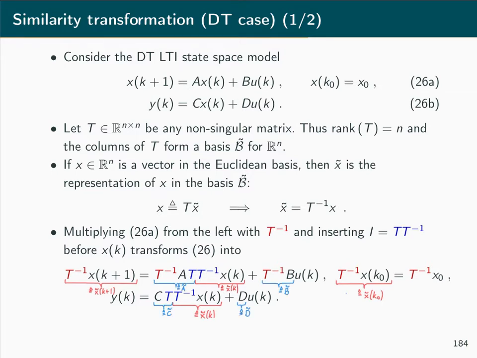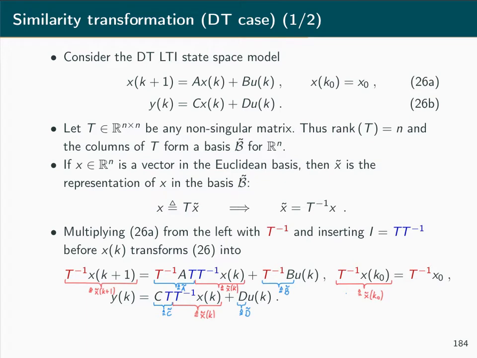Moreover, the system matrix of the transformed system, which we call A tilde, is given by the expression T inverse times A times T. The input matrix of the transformed system, which we call B tilde, is given by T inverse times B. The output matrix of the transformed system, which we call C tilde, is given by C times T, and the throughput matrix of the transformed system, D tilde, is given by D.